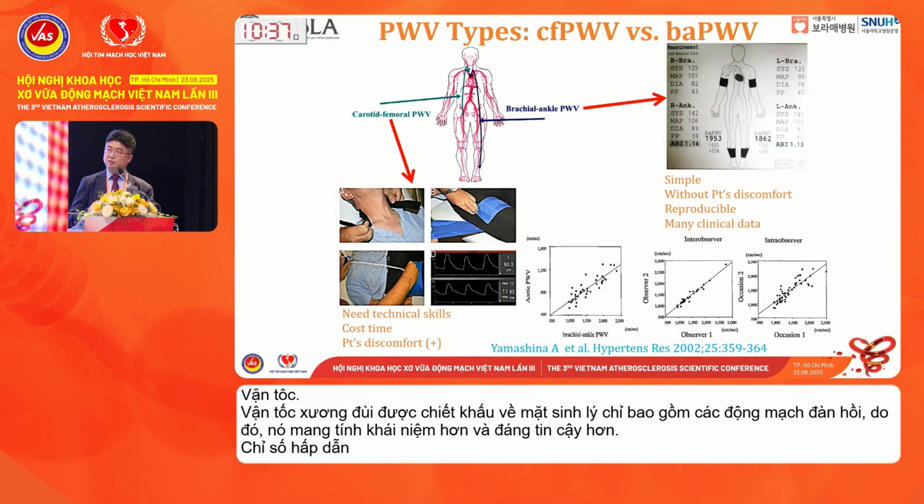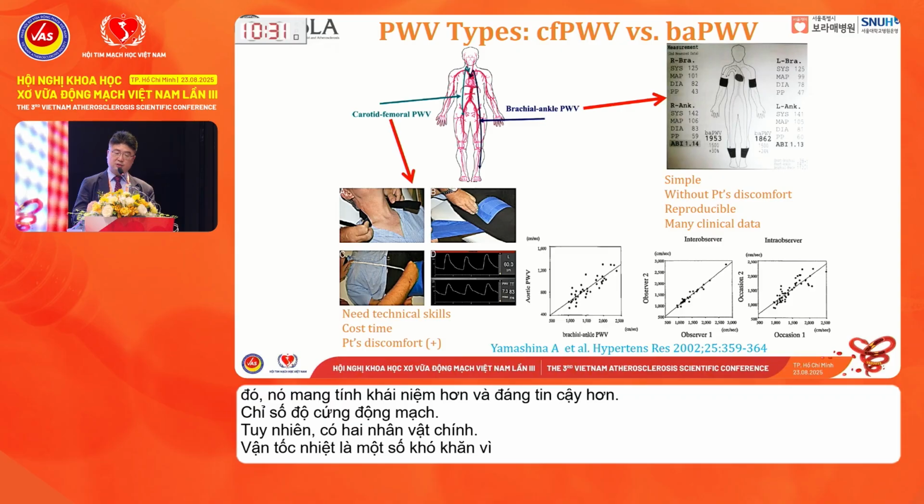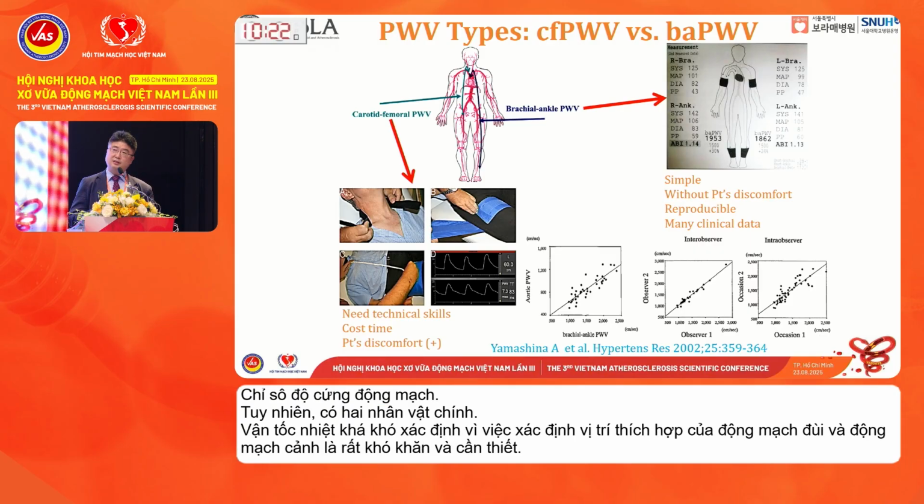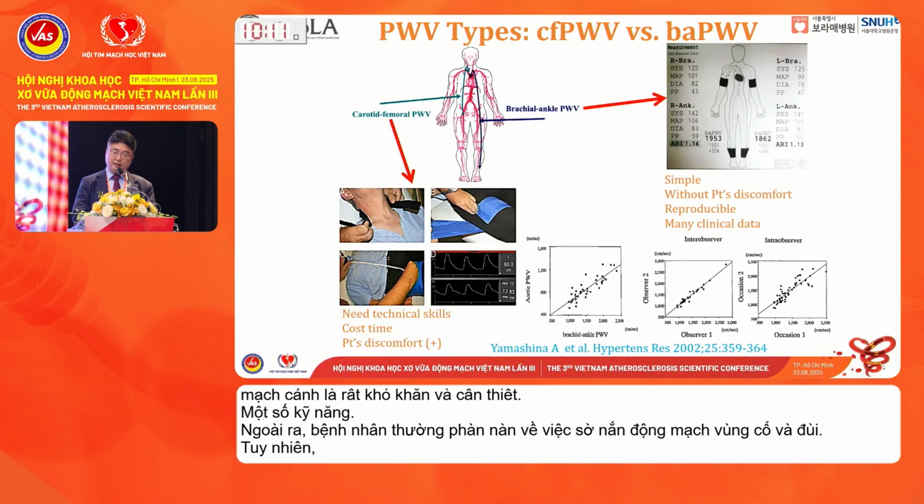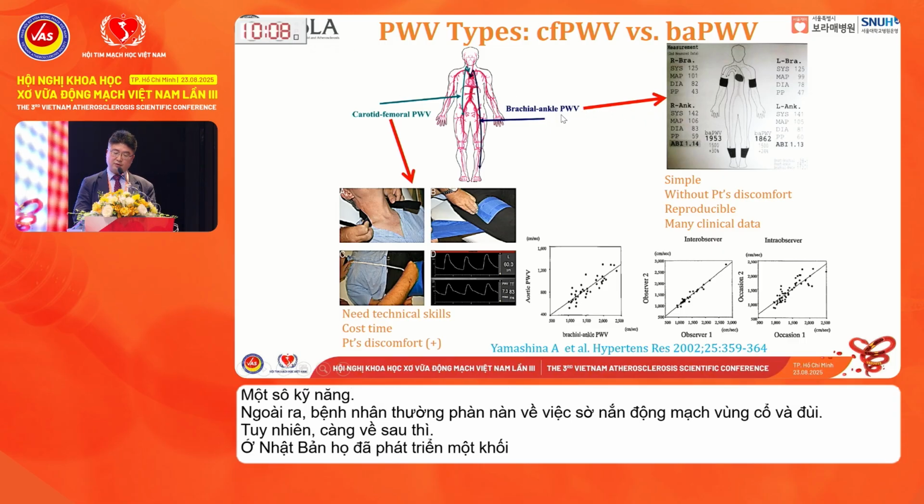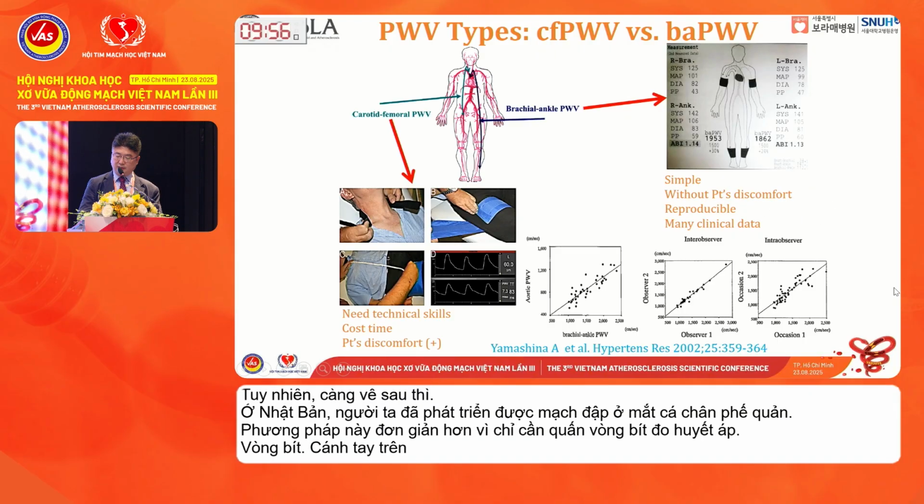However, measuring carotid femoral pulse velocity is somewhat difficult because finding the proper position of the femoral and carotid artery is difficult and needs some skill. Also, patients usually complain about the palpation of the neck and femoral area arteries. However, in Japan, they developed the brachial ankle pulse velocity. This method is simpler and easier, because it just requires wrapping a blood pressure cuff on the upper arm and the ankle area.